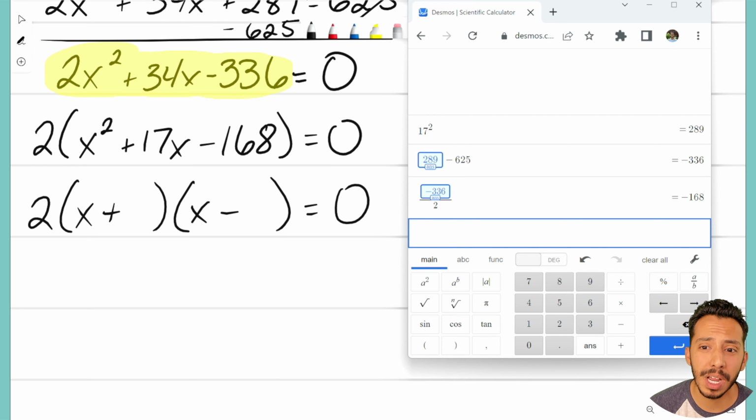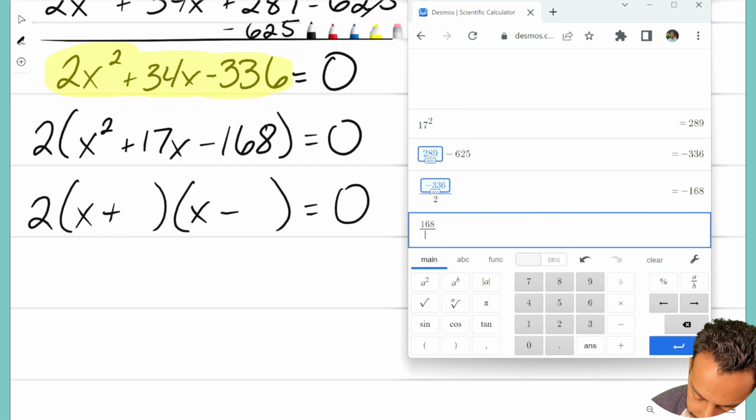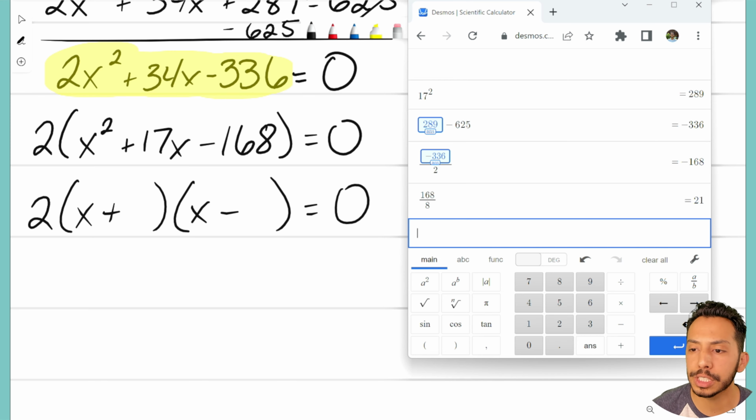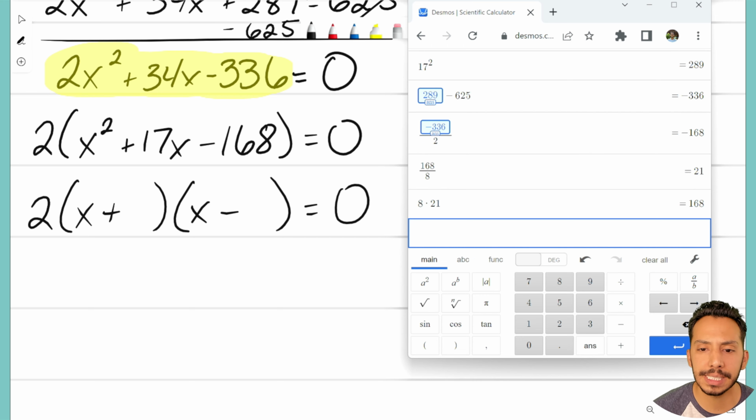Either of those would work here. But I'm just going to use my calculator real quick, type some factors in, see what we get. So first thing I want to try is, what about 168 divided by 8? Let's look at that number there. That means 8 times 21. 8 times 21 gives us 168.